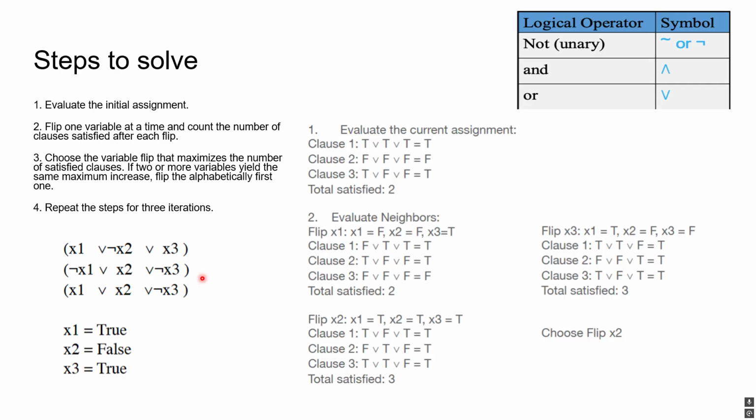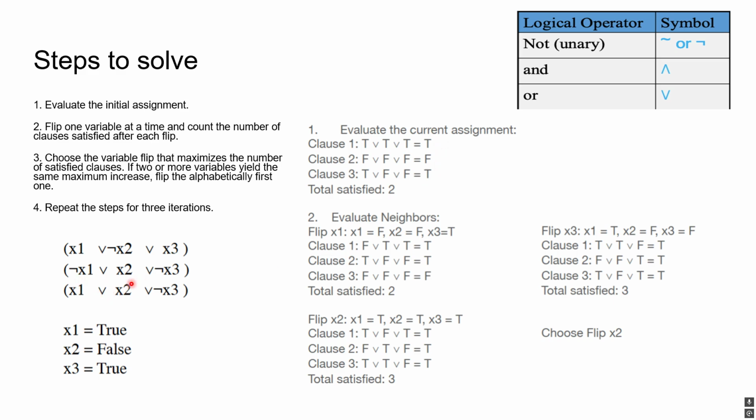So the steps to solve it: you evaluate the initial assignment. The initial assignment was x1 or not x2 or x3. At x1 you can see that it is true, so it is true here. At not x2, we can see that it is false for x2, so not x2 will make that true because that's a double negative. And then x3 is true, so that'll become true. Because it is an OR statement, if any of these are true, then that makes the entire clause true. So that becomes true.